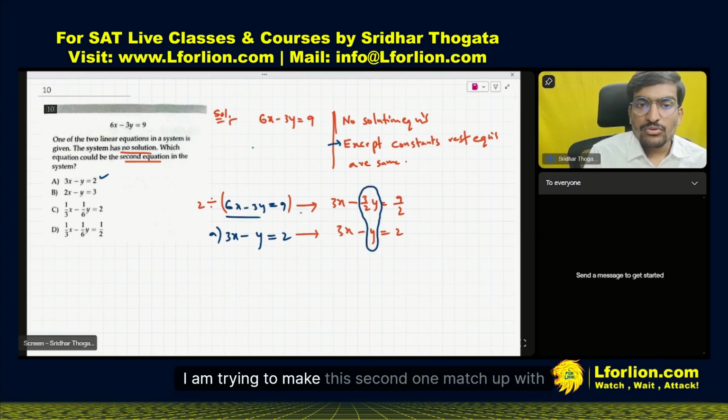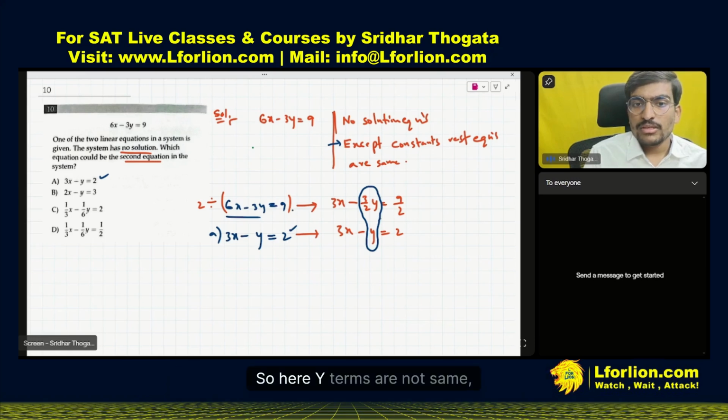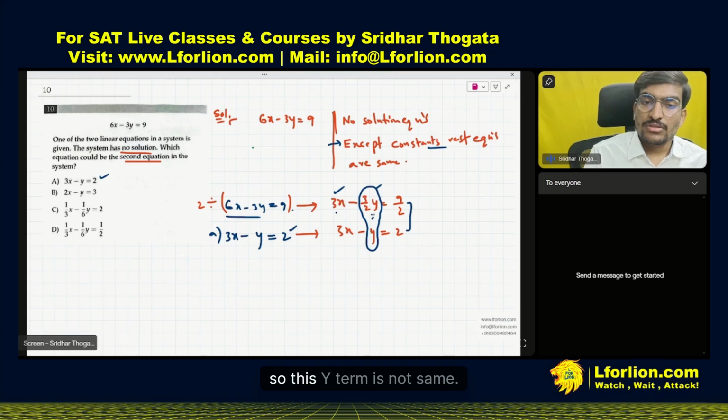I'm trying to make the second one match up with this. So here the y terms are not the same, but the x and y terms must be the same. Constants must be different according to the condition, but this is not happening. Other terms are not the same. This y term is not the same. This is not a right option. Now going for option B.